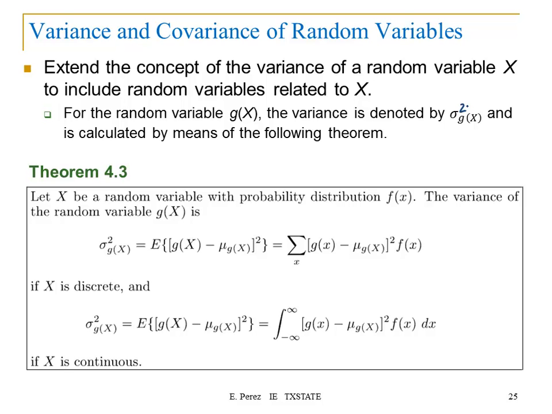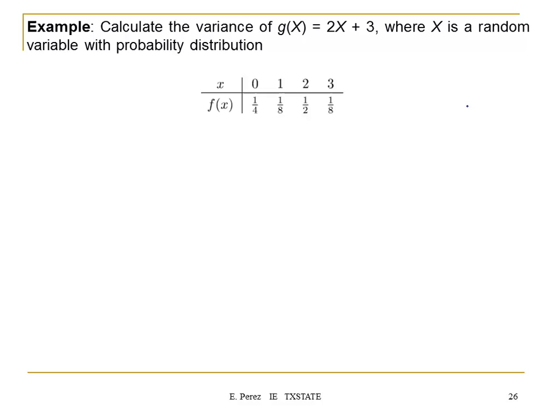The only difference here is that instead of looking at the value of the random variable itself, we have a function. So let's look at the example. We have a function g of x that defines the value of the random variable. Calculate the variance of g of x, which equals 2x plus 3, where x is a random variable with the probability distribution presented in the table.